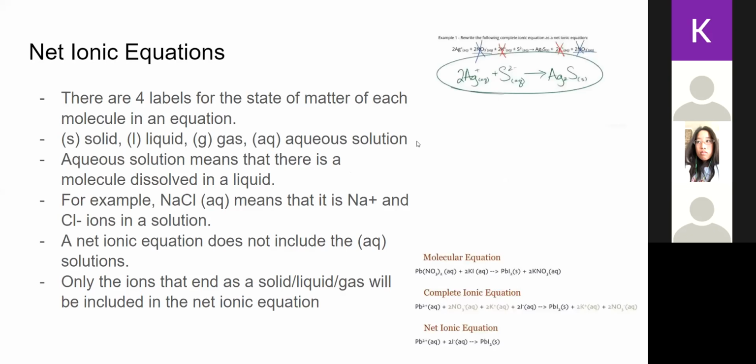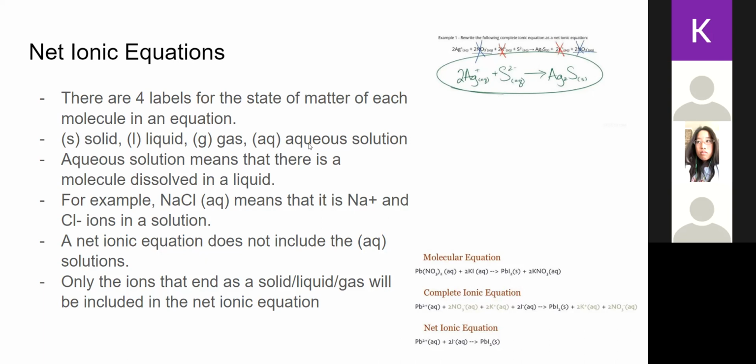So first, starting with something called a net ionic equation. Last week we learned the molecular equation, which is this picture down at the bottom. To know how to do a net ionic equation, first you need to know the 4 labels of states of matter next to each molecule. If you see up here in this picture, next to each molecule there's a parentheses with an A, Q, S, L, or G in there.